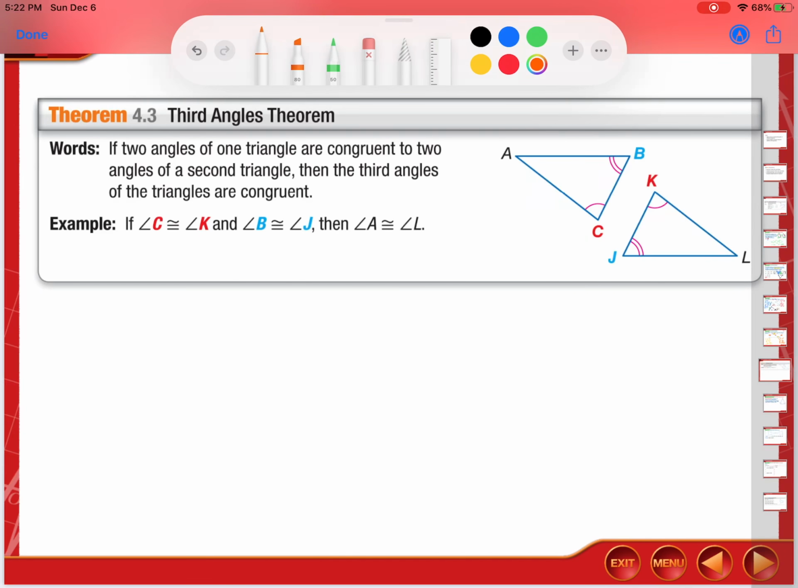So the reason for that is, like I said, if you have 2 angles that are the same in a triangle, then the third is going to be the same as well because there's no other variance that could happen.